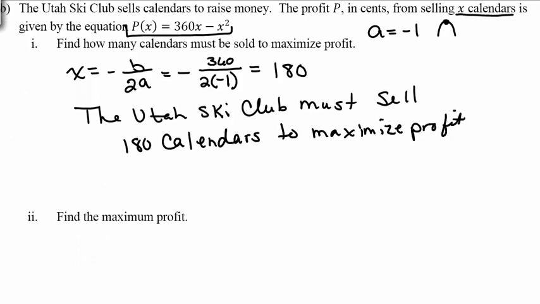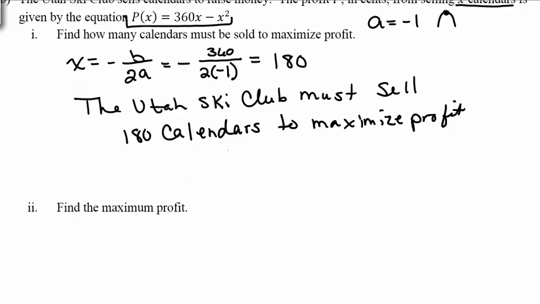Okay, the next part of this is to find the maximum profit. So to calculate the maximum profit, we're going to use our profit function, and we're going to put in the amount of calendars that they have to sell in order to achieve that maximum profit. So we want to find P of 180. That's 360 times 180 minus 180 squared.